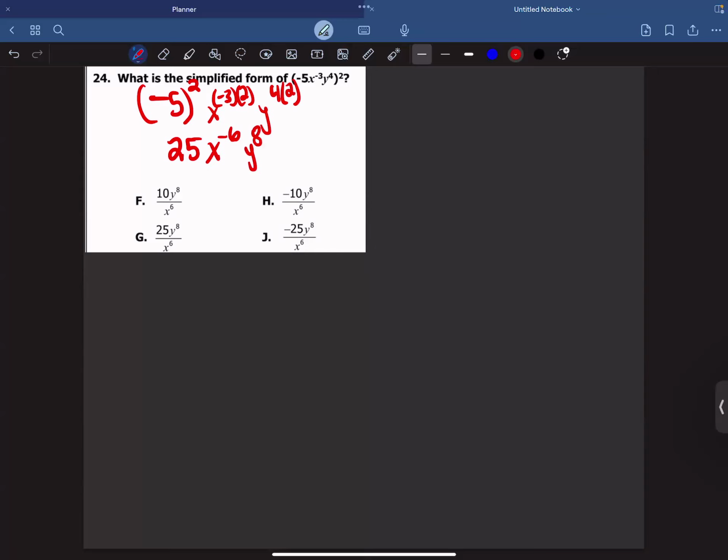Well, we know when we have a negative exponent, we can write that as a positive when it's in the denominator. So, y to the 8th, x to the 6th. And that gives us our answer.